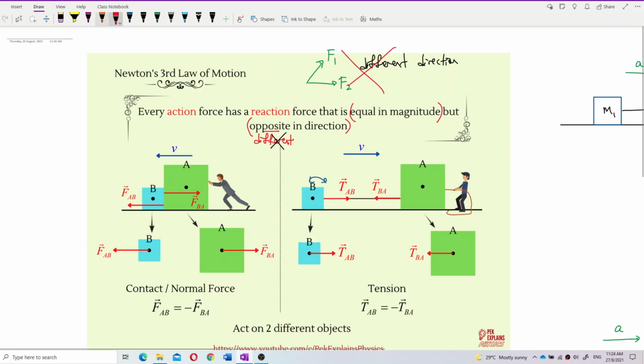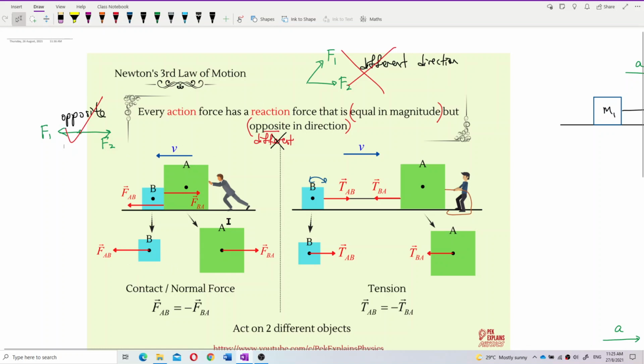Okay, the two forces must be exactly opposite. F1 backwards, F2 forward, exactly opposite. So the word opposite is very important. Don't say different direction. Must say opposite direction. Okay, that is Newton's third law.